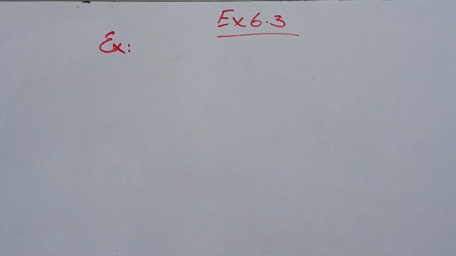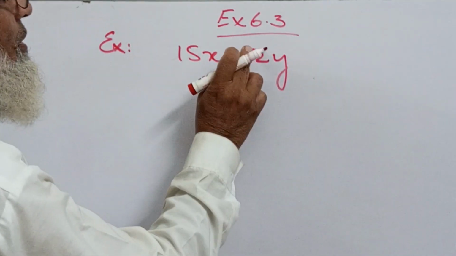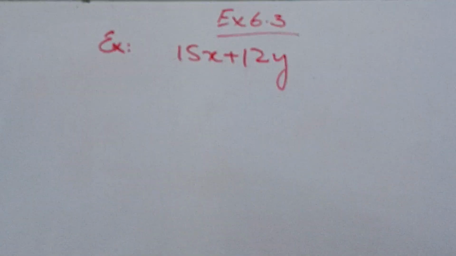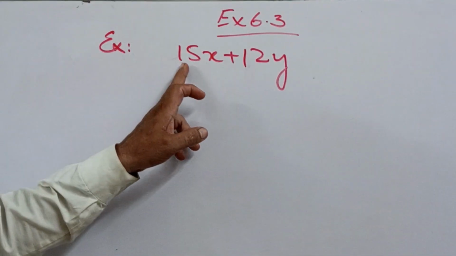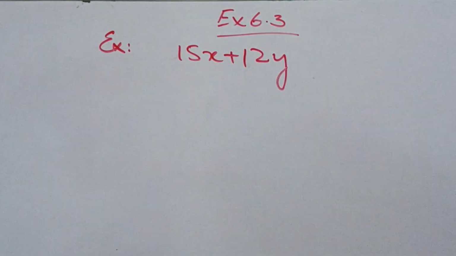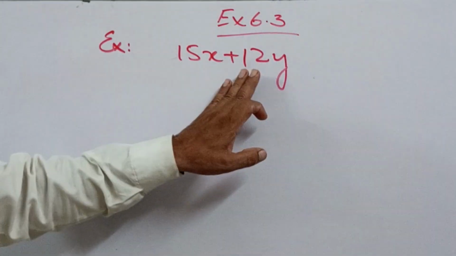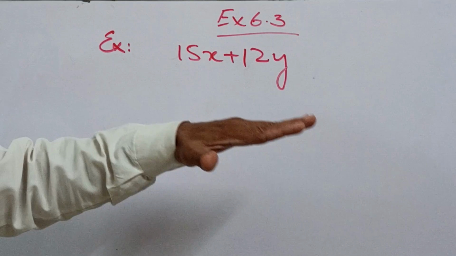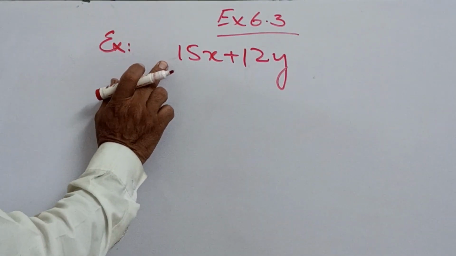The example is 15x plus 12y. Now we have to solve this question. What will we do? We'll take out whatever is common amongst 15 and 12. Whatever is common between the two or three or however many terms we have, we will take the common between all the members which are given to us. But that common member should be the highest number which can divide both parts.